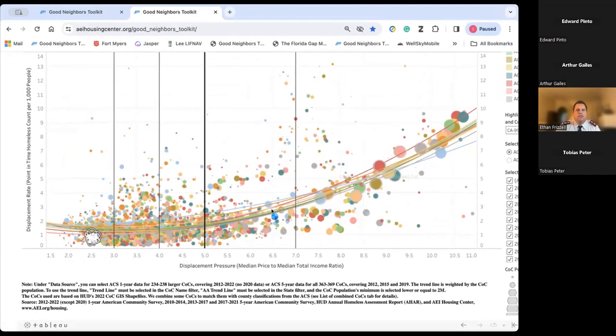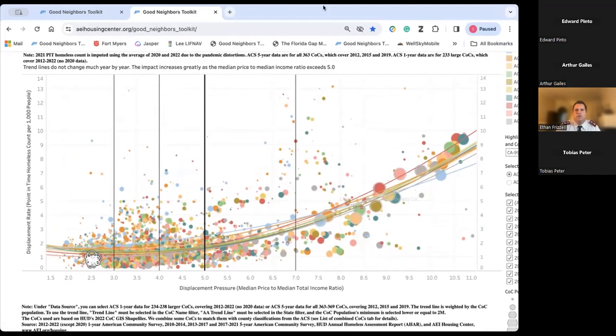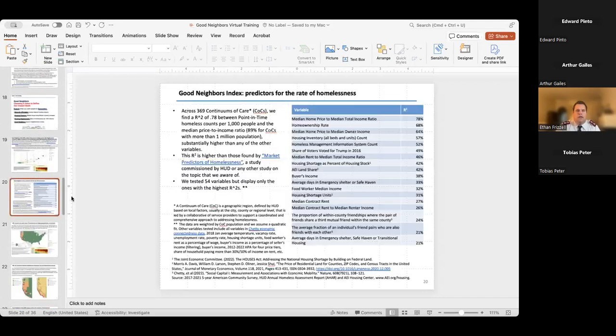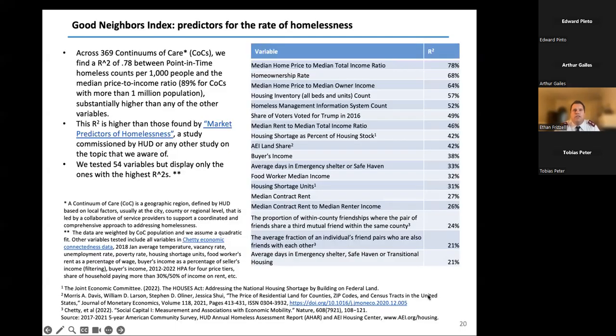But in those, as we see here, I'm going to switch to, excuse me, 1 second. Thank you. As mentioned before, the Good Neighbors Index predictors, across over 369 continuums of care over 10 years, have a 0.78 R-squared relationship of point in time count to median price to median income ratio.